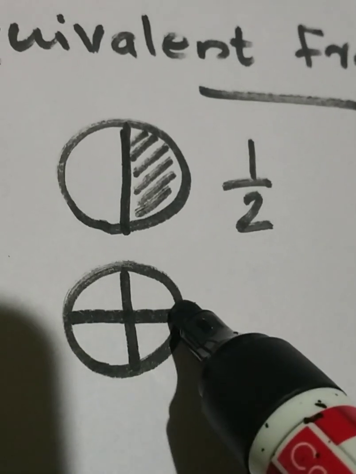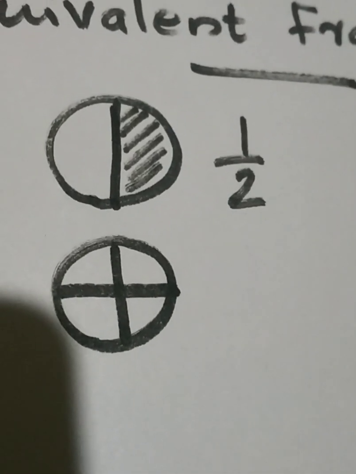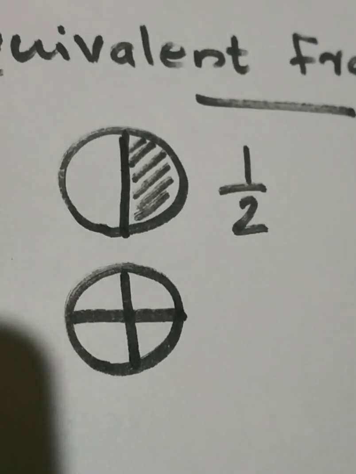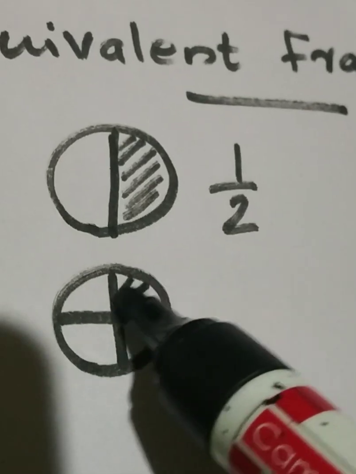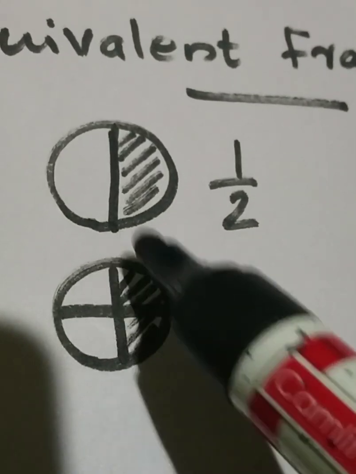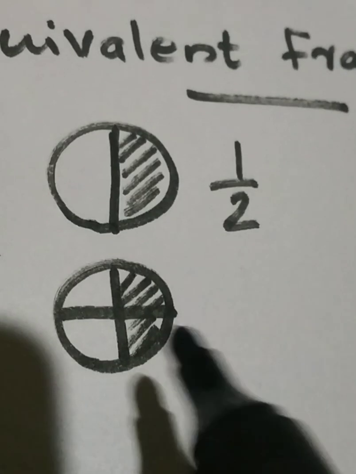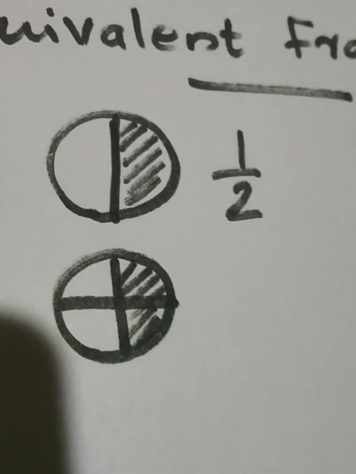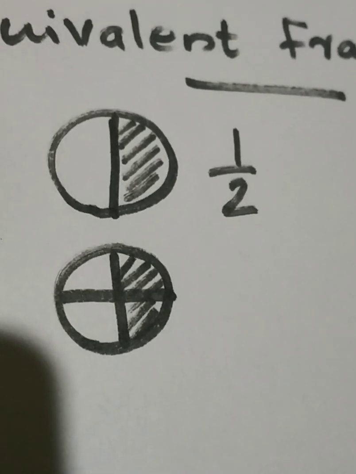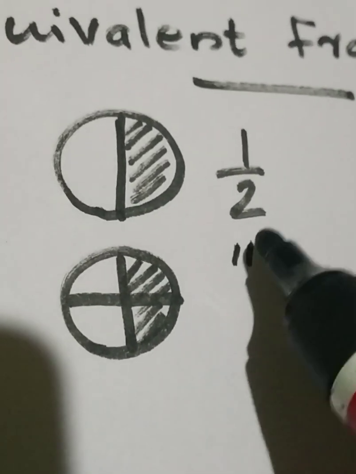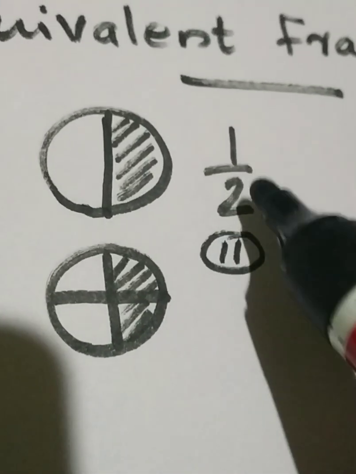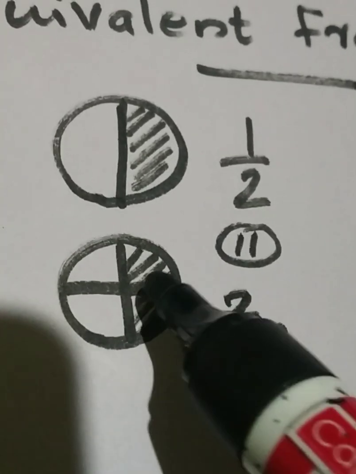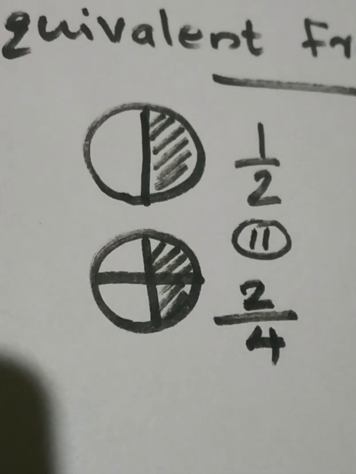Again, another cake of the same size and shape, cut into 4 pieces. I have to get half of this cake itself. So now I have to shade 2 pieces of this cake. There are 4 pieces here, and if I shade 2 pieces, now I can say this half of the cake is equal to 2 pieces. Now I got half of this cake.